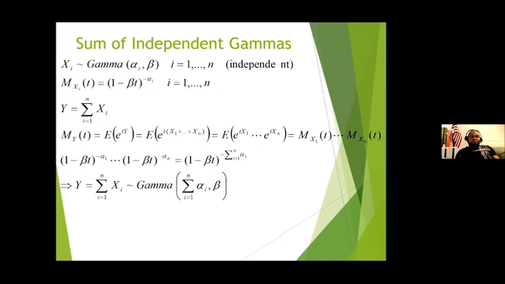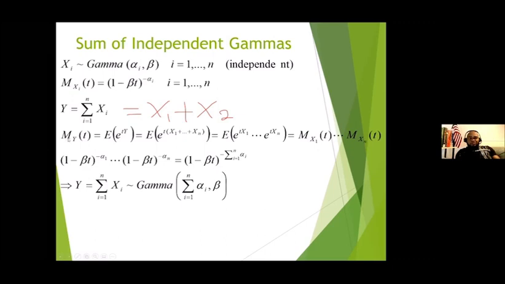Now the random variable Y is basically the sum. We are seeking to get the moment generating function of a random variable Y that is the sum of gammas. Don't forget, X1 follows gamma and X2 follows gamma. X1 follows gamma with parameters alpha 1 and beta, and X2 also follows gamma with parameters alpha 2 and beta. What we're doing now is seeking to get the moment generating function of the sum of X1 and X2.